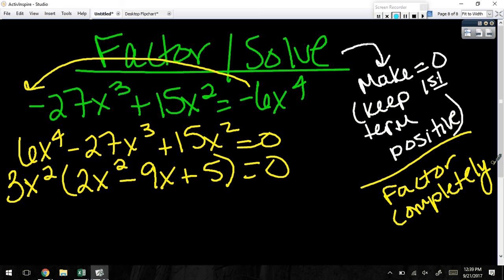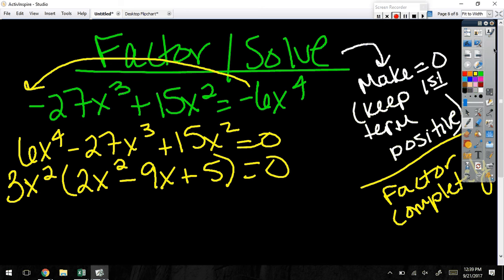What do I need to do? All right. 2x squared and 5. Two things that multiply to 10x squared but add to negative 9x with the same sign. Same sign. Negative.